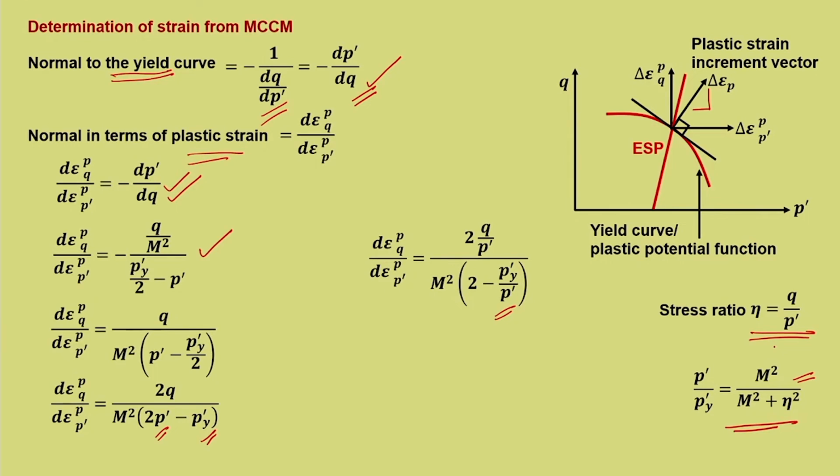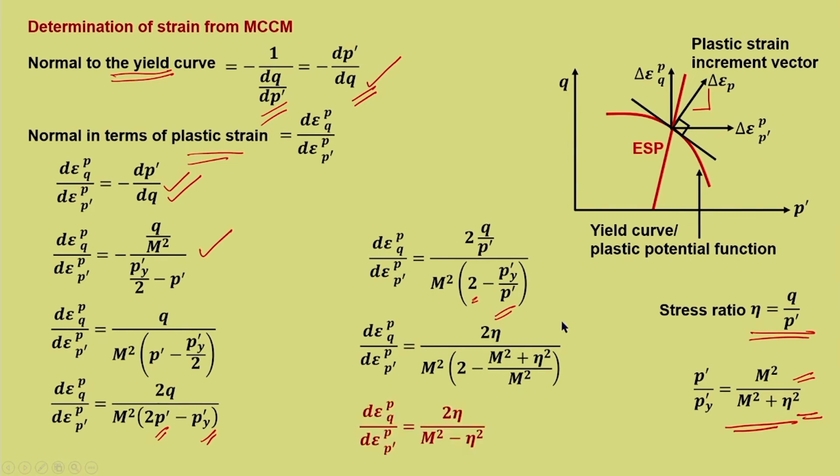So, these two relationships are known, which can be substituted in this. If you substitute, dε_q^p/dε_p'^p is equal to 2η for q/p', M² into (2 − p'y/p'), which is the reciprocal of M²+η² over M². So, here you can write 2M² − (M²+η²)/M². This M² and M² get cancelled off. So, finally, dε_q^p/dε_p'^p is equal to 2η divided by M² − η². When you do the rearrangement here, 2M² − M² is M² − η².